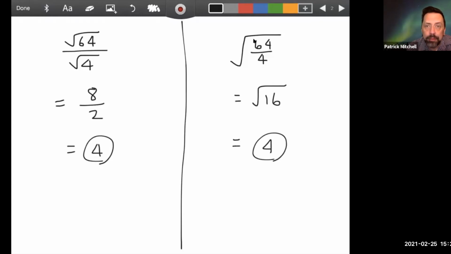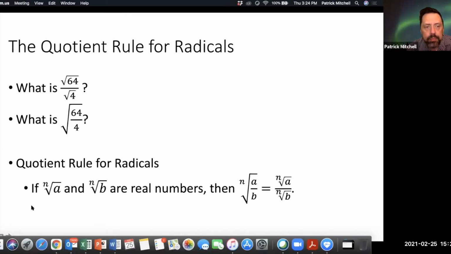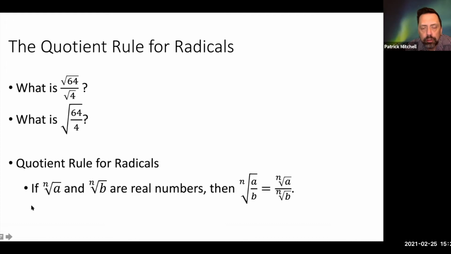Again, that could be a fluke. Again, that is not a fluke. It's always going to work that way. And that's called the quotient rule for radicals. So again, as long as the nth root of A and the nth root of B are real numbers, then the nth root of A over B will always equal the nth root of A divided by the nth root of B.